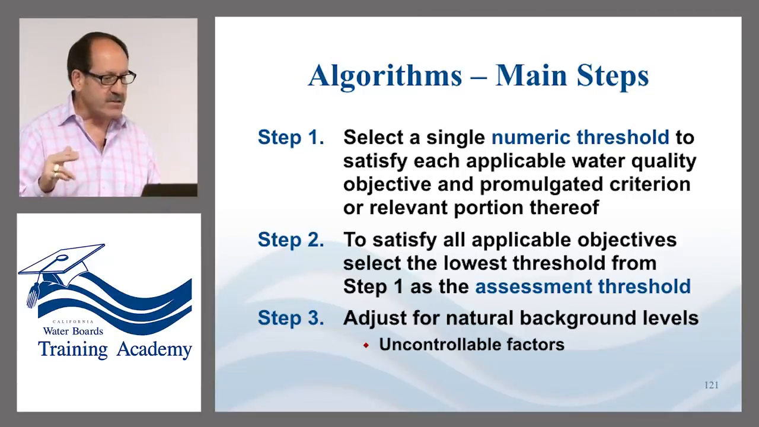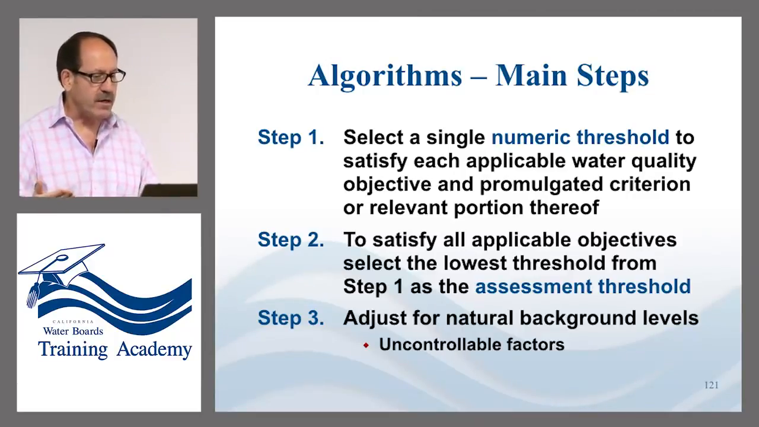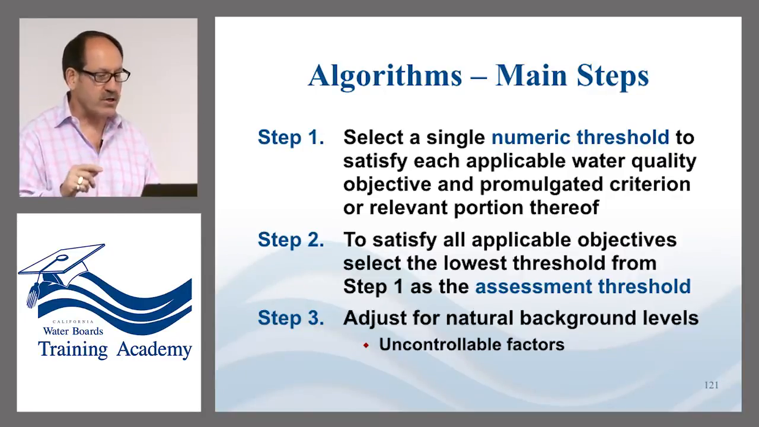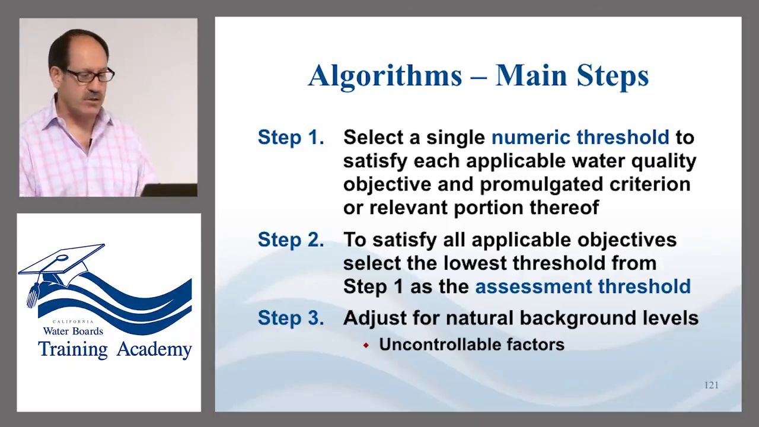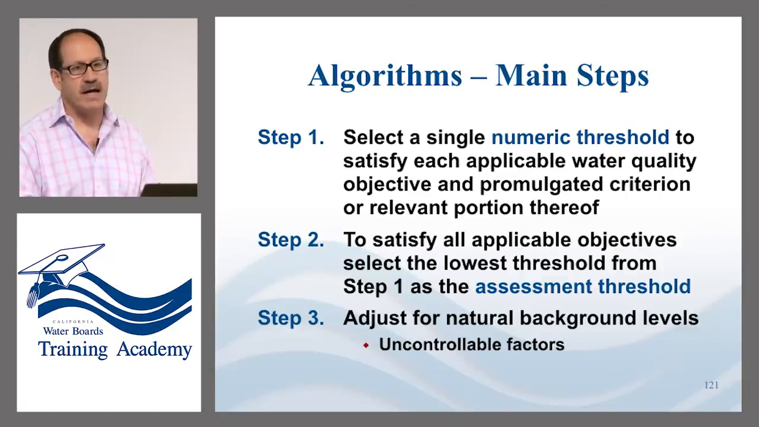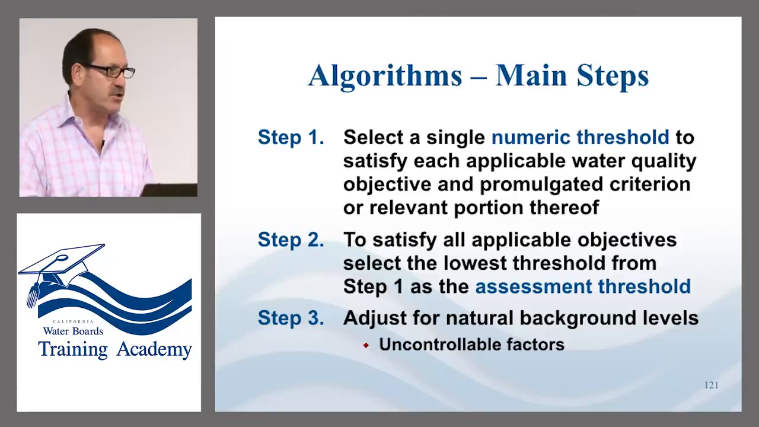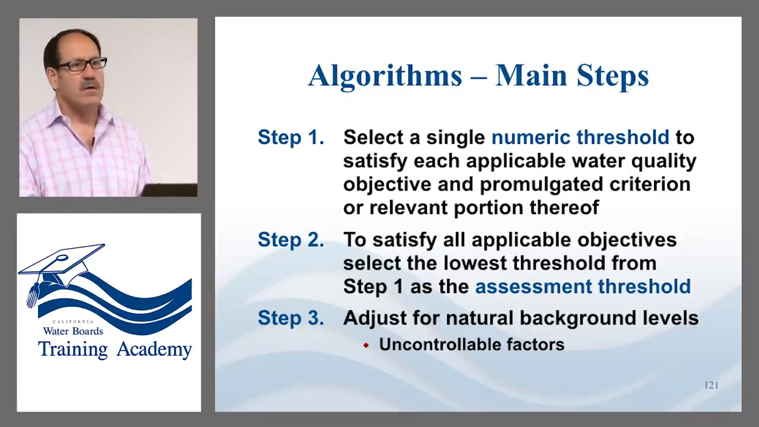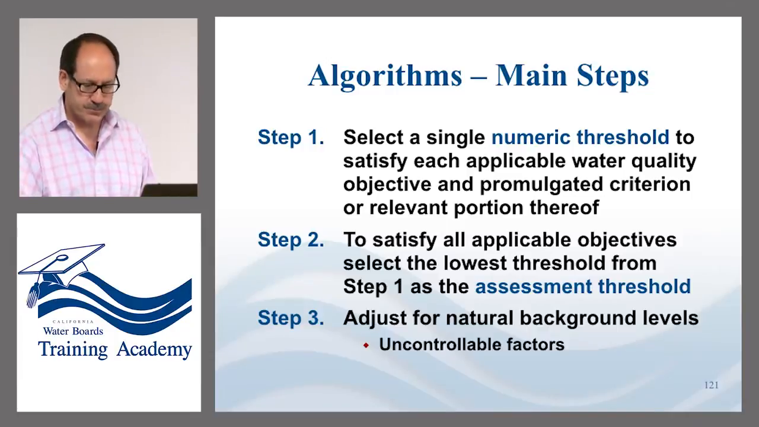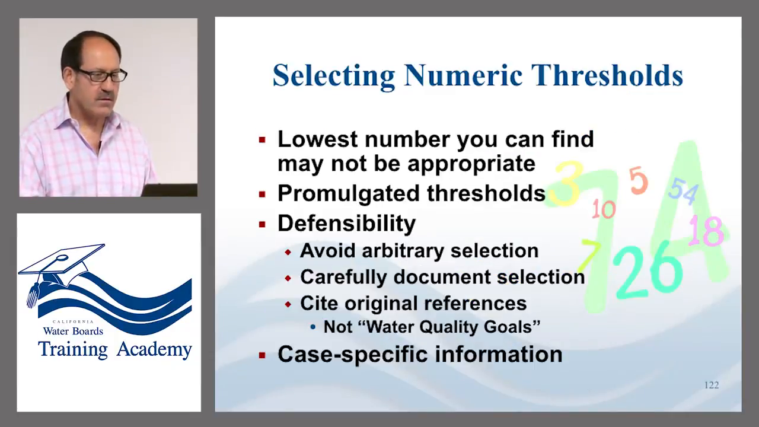And then the second step is to satisfy all the objectives and criteria, select the lowest threshold from those you selected in step 1. That's your assessment threshold. And then compare with natural background if that's an issue and adjust upward to the natural background level. And that's only going to happen in certain places like where there's naturally high arsenic or a few other things like that. It's going to be pretty rare that you have to deal with that.